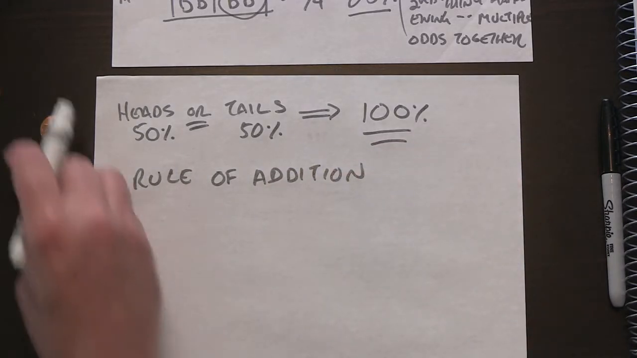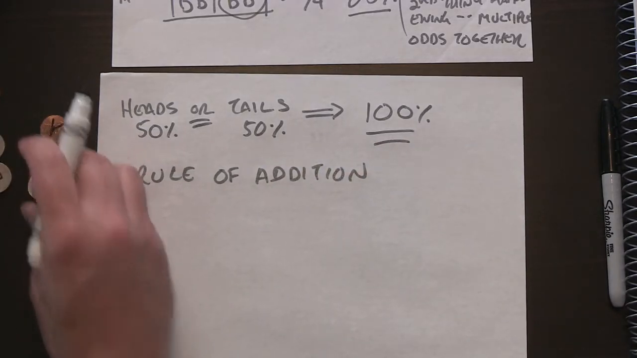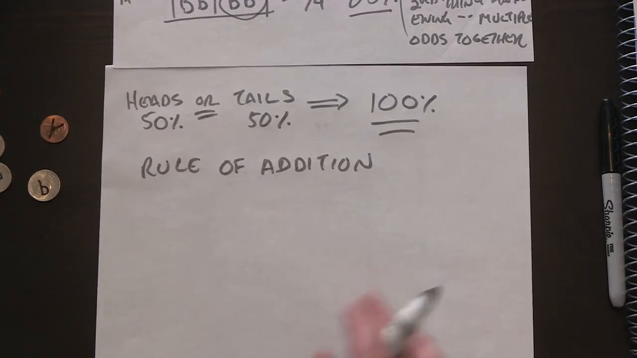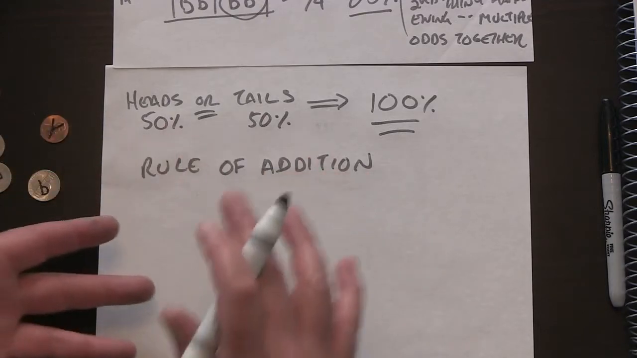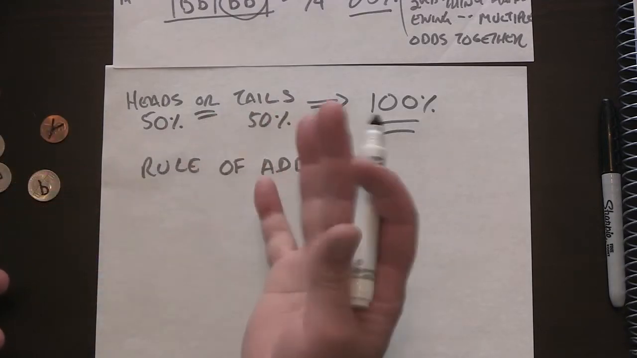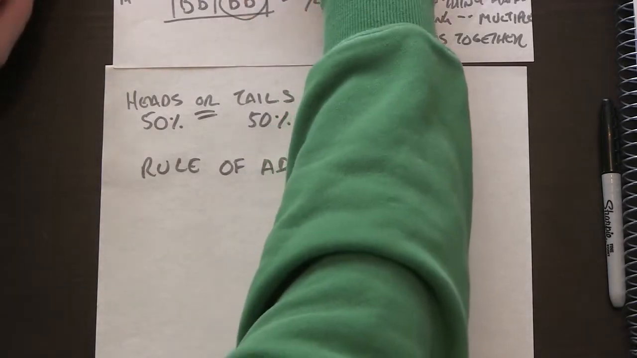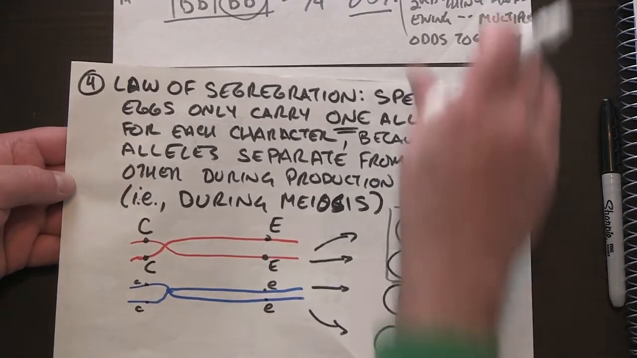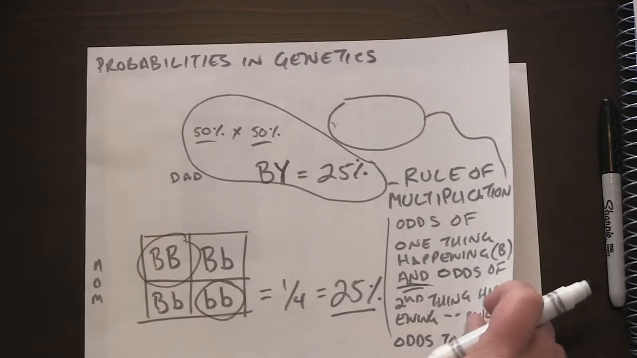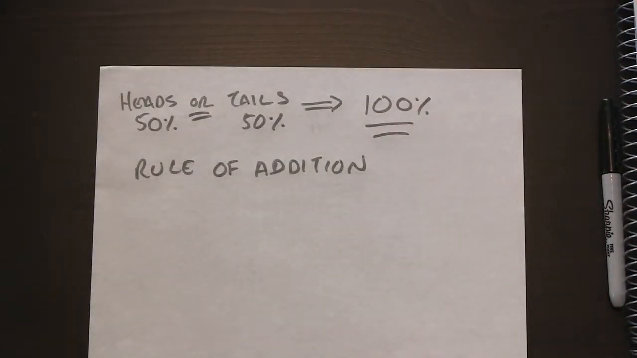Okay. So a lot of these genetic principles, the odds of having a blue-eyed, blonde-haired baby, you can kind of figure out the odds and chances based on this law of segregation, and by using the rule of multiplication or the rule of addition. Okay.